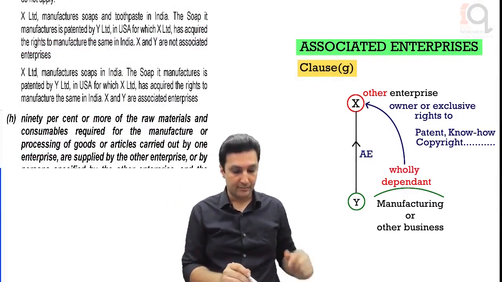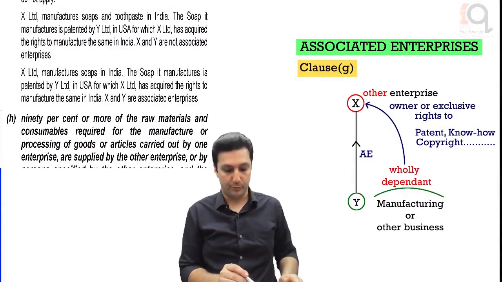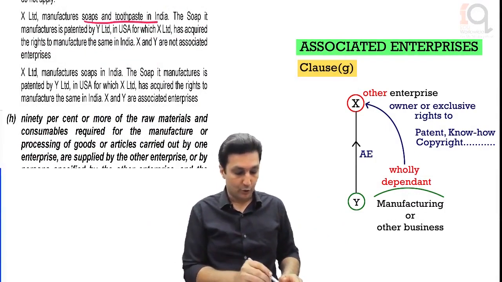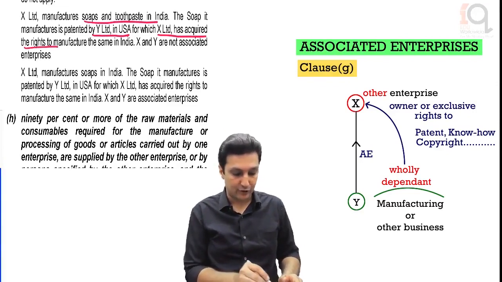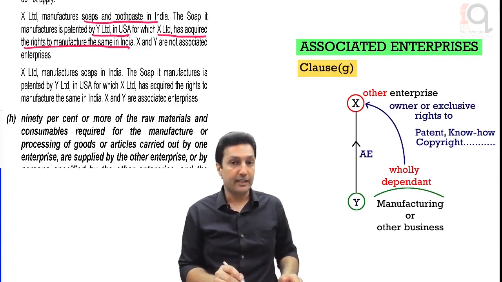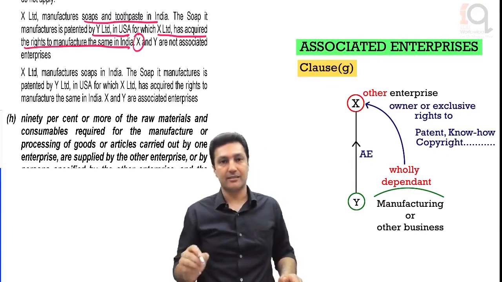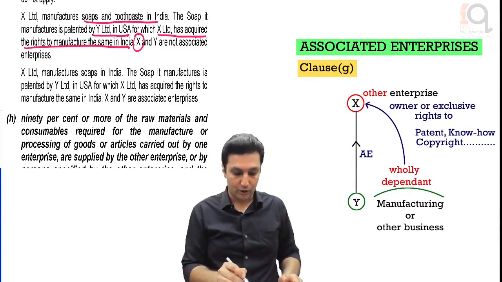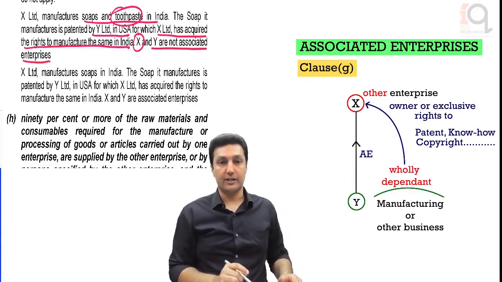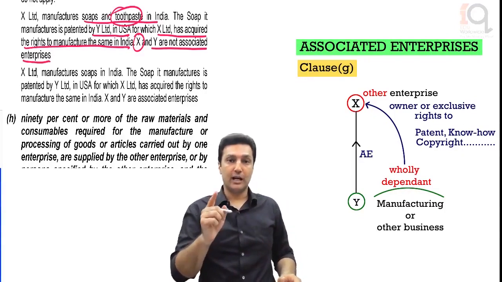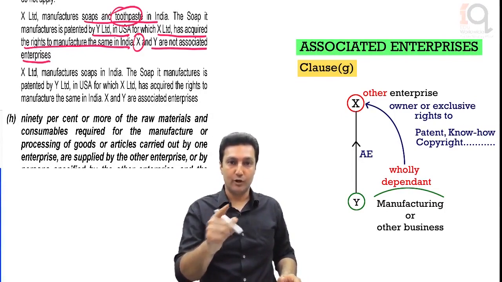So if we say X Limited manufactures soap and toothpaste in India, the soap it manufactures is patented by Y Limited in USA, for which X Limited has acquired the rights to manufacture the same in India. We cannot say that X's entire business depends upon the patent, because they are also manufacturing toothpaste. So we can say they are not associated enterprises. But of course, we'll have to look at the facts of the case more in detail.